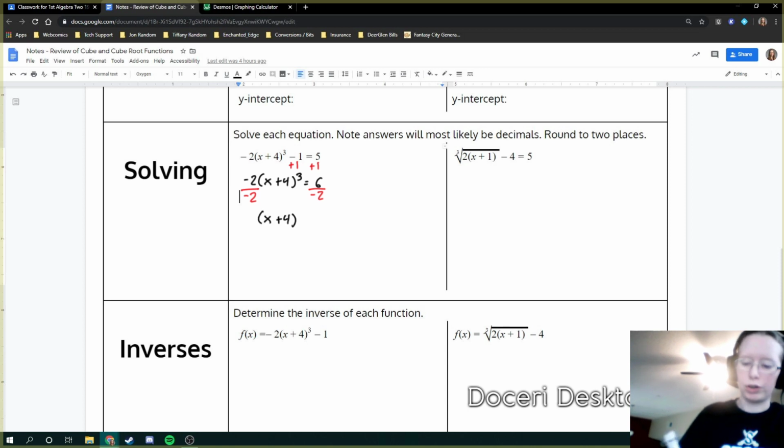X plus 4 cubed equals a negative 3. Then I'm going to take the cube root of both sides. This is similar to what we did 2 weeks ago? Yeah, solving radical equations. We're just solving cube equation this time. Okay, so then x plus 4 equals, now I need to figure out what that is.